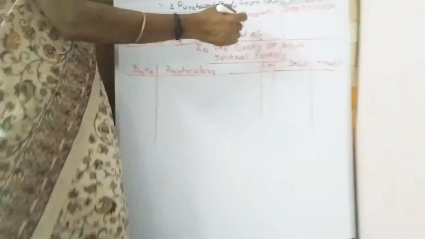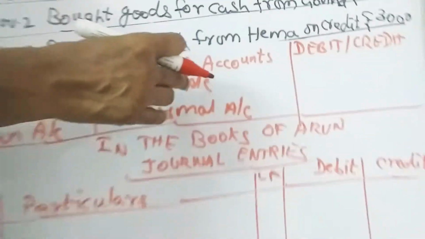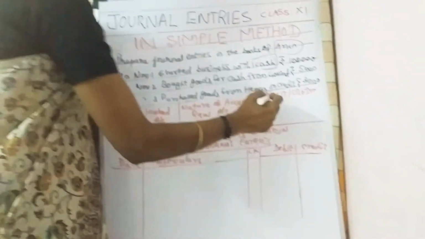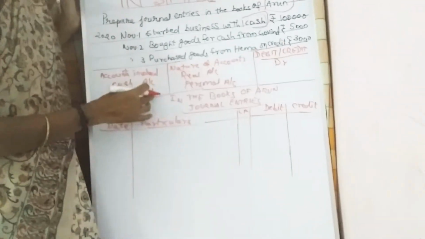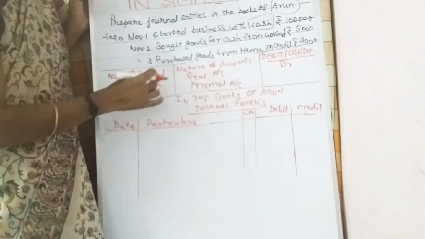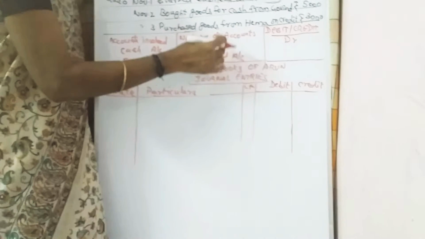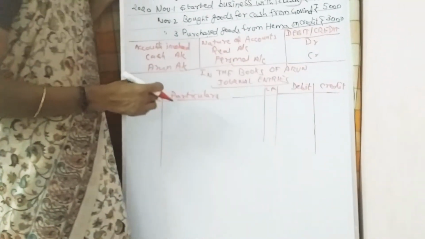In a real account, cash, what comes inside the business, what comes in should be debited. Debit is represented as DR. And Arun is a personal account. He is a giver. Giver should be credited. It is represented as CR.